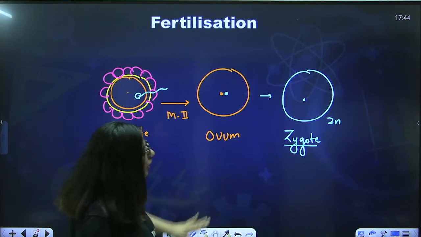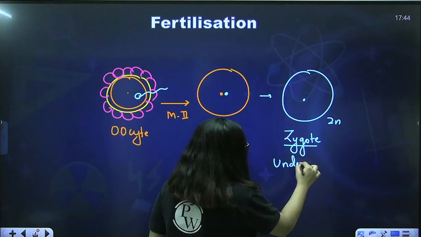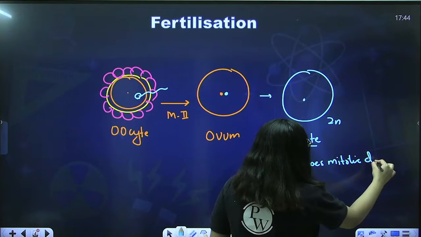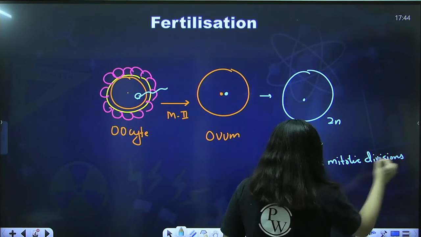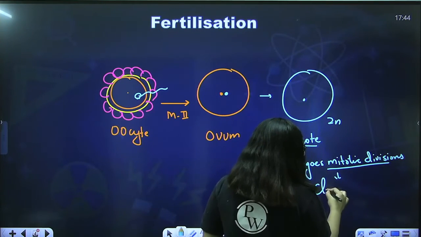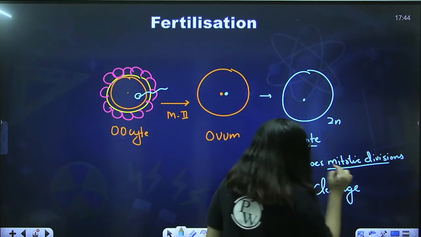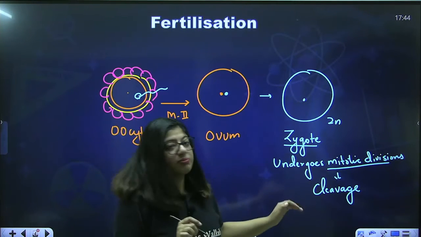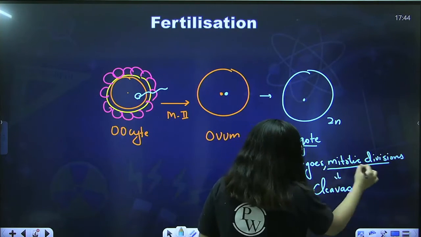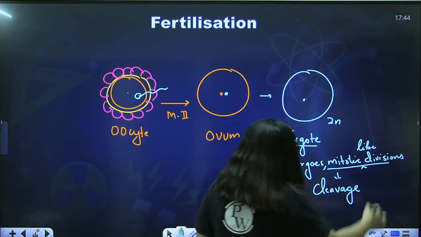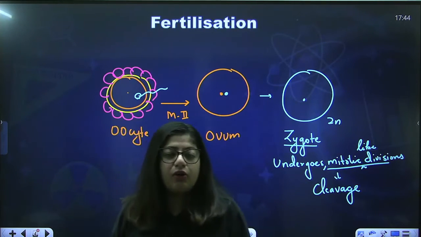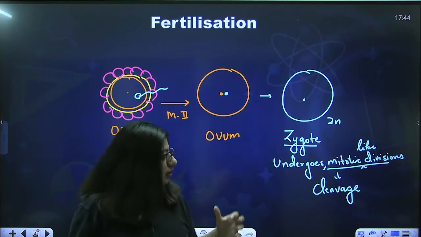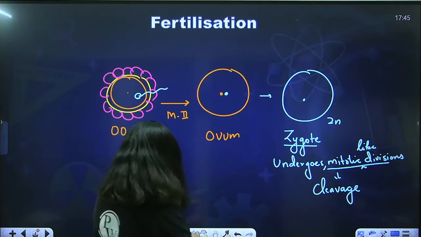This zygote will undergo some mitotic division, and these mitotic divisions are a little different from mitosis. They are special divisions known as cleavage. They are like mitosis, but not exactly mitosis, so mitotic-like division will be better to say. The name of this division is cleavage.